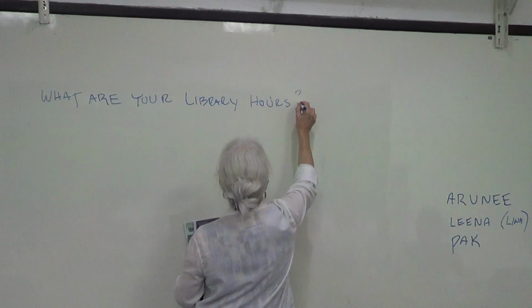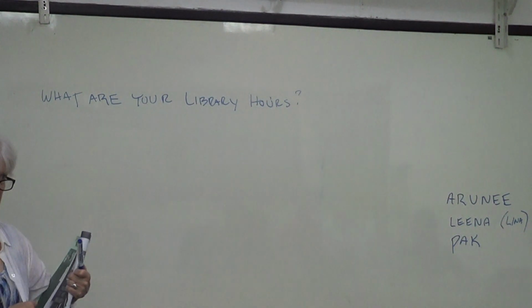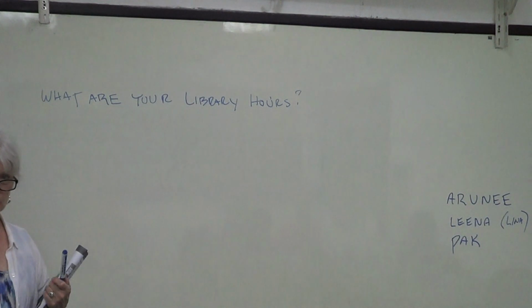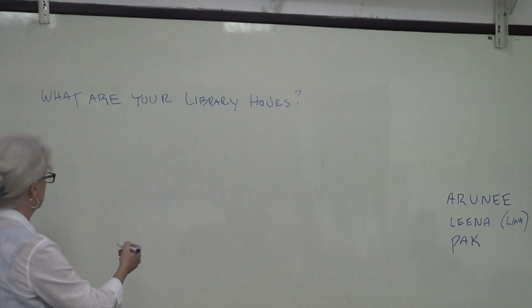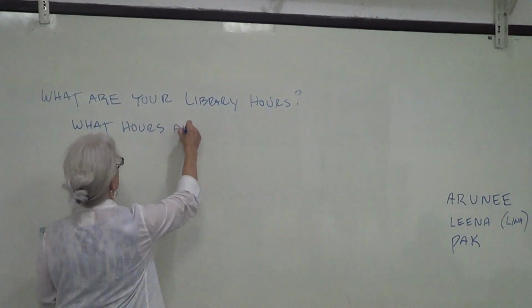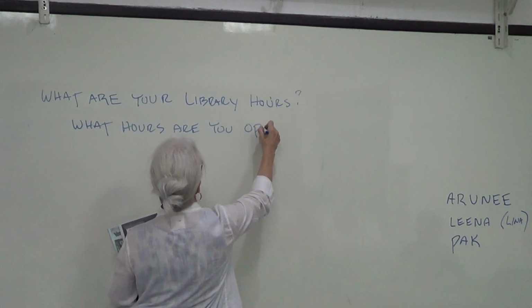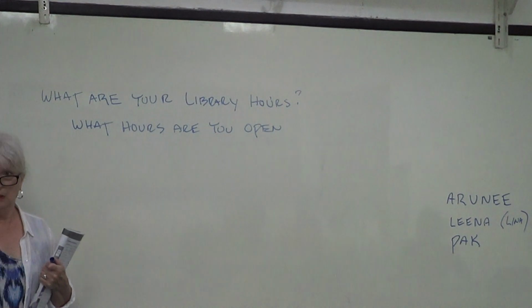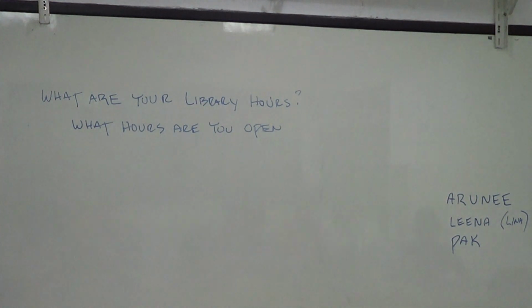So if you see that sign, for instance, I go to a restaurant and I say, what are your hours? What hours are you open? Teacher, we can do it for school hours. Yes, you can do school hours or office hours. So you've got to identify: what are the library hours? What hours is the library open? What hours is the school open? What hours is your store open?